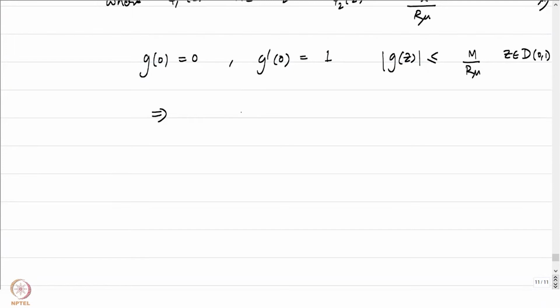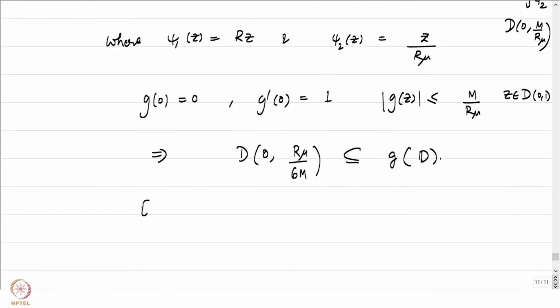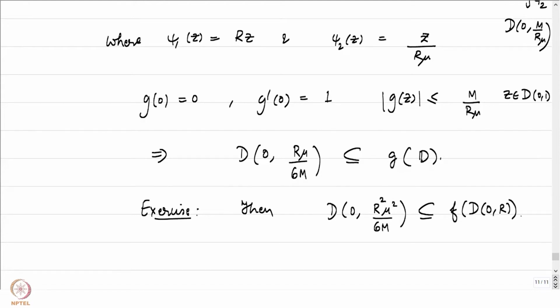This tells us that the disk of radius 1 by 6m, which is going to be r mu by 6m, is going to be contained in g of the unit disk, and that is going to translate into what we want. I'll leave it as an exercise to check that. Then D0 r square mu square by 6m is contained in f of D0 r.